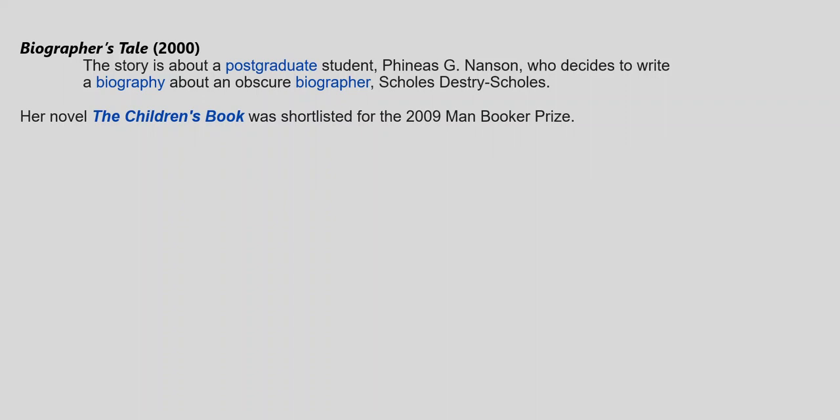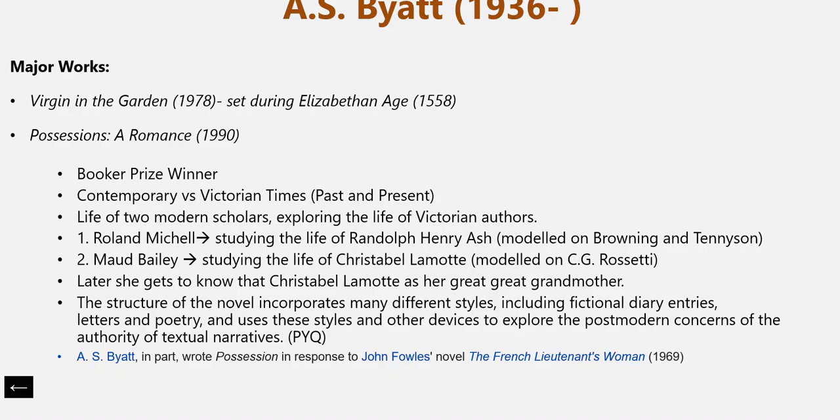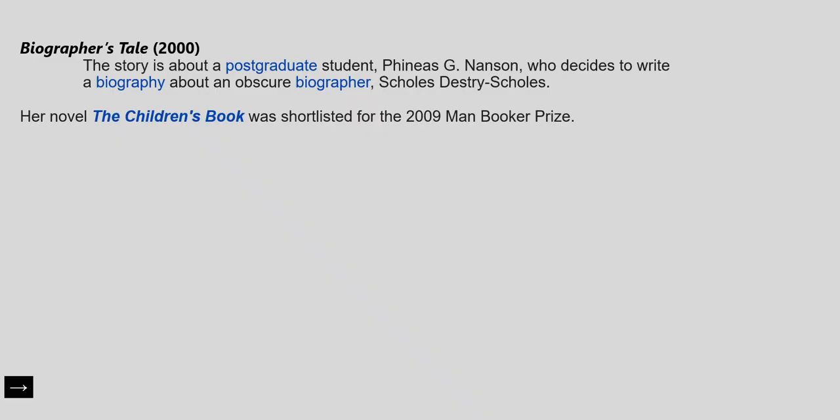Then her novel, The Children's Book, was shortlisted for the 2009 Man Booker Prize. The Children's Book is another novel written by A.S. Byatt. So, this much information you have to know about A.S. Byatt. You can also search the Wikipedia entry and see the list of works, the important ones. But as of now, these are the important ones: The Virgin in the Garden, Possession, The Biographer's Tale, The Children's Book.